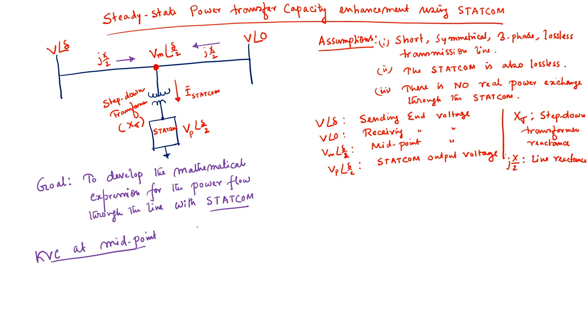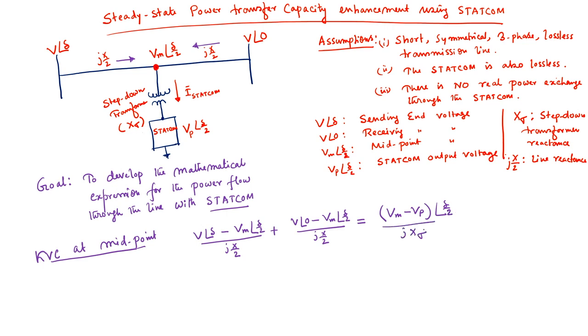So, what would that be? Let us see. The current flowing from the sending end side would be V at an angle delta minus V m at an angle delta by 2, divided by J x by 2. And the current flowing from the receiving end would be V at an angle 0 minus V m at an angle delta by 2, divided by J x by 2. This will be equal to the current drawn by the STATCOM, which will be equal to V m minus V p, at an angle delta by 2, divided by J x sigma. Okay. So, that is what the KCL equation is.